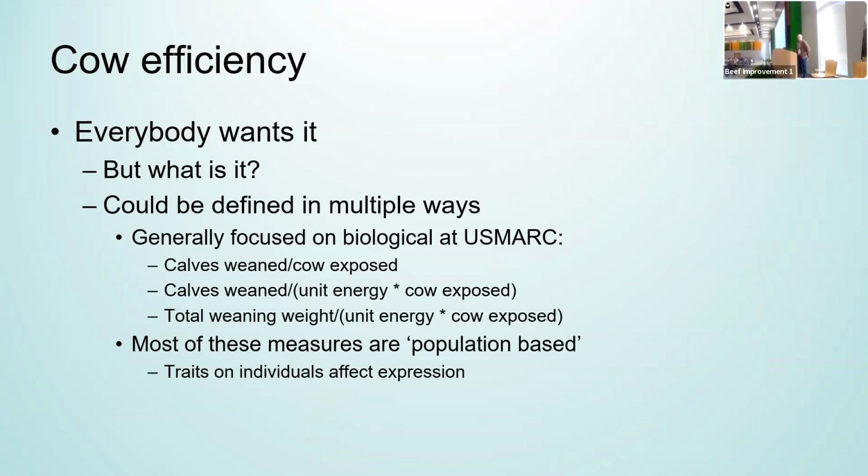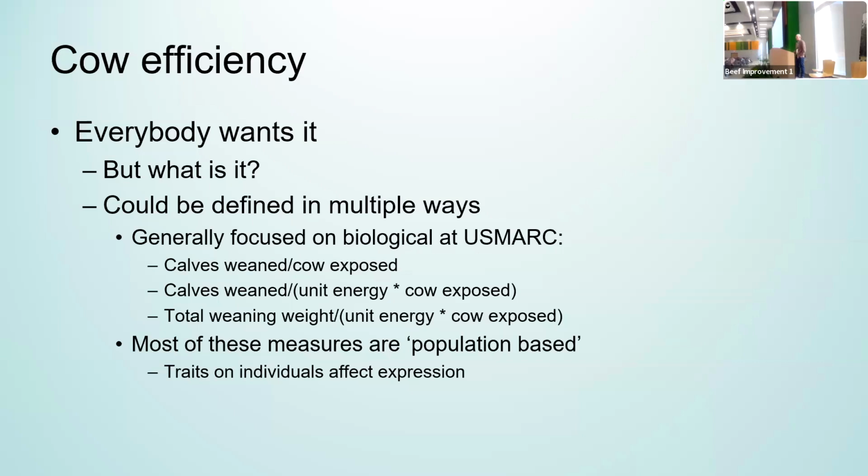So we've talked about this for the past couple of days now. What is efficiency and why is it important? Everybody wants it, I think we all know that. But what is it? It's like talking about things like sustainability right now. What do you mean by that, and where are you going to go with it? It could be a lot of different things. Most of the ways we define it are about what we're defining for our herd population: cow weaned per cow exposed, calf weaned per unit of energy, total weaning weight per unit of land, whatever the case might be.